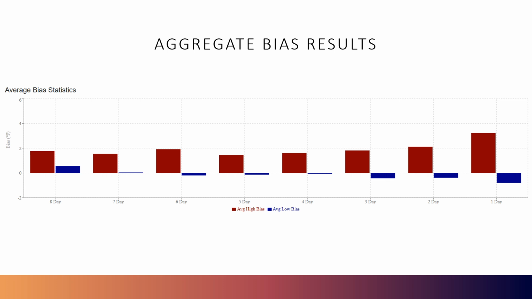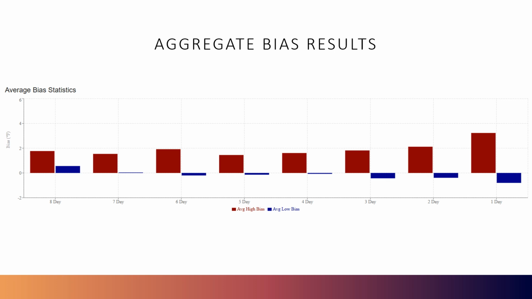Similarly to the other graphs, the x-axis has the forecast days, starting from the 8-day forecast going to the 1-day forecast on the right. And what this graph is trying to show is if the forecast is wrong, is it more biased to be an overestimate or an underestimate? An overestimate corresponds with a positive number here, and an underestimate corresponds with a negative number here.